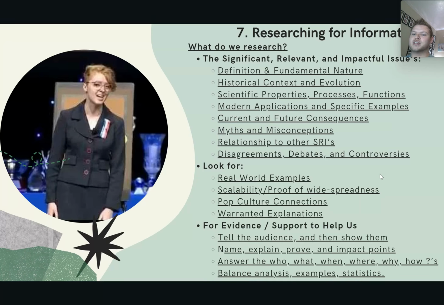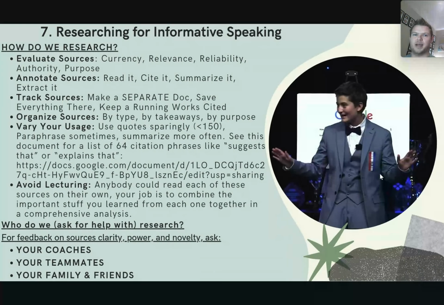Your evidence helps you answer those who, what, when, where, why, how questions we talked about, and you want to make sure that you maintain a balance of analysis, examples, and statistics related to your topic. So, how exactly do we research?